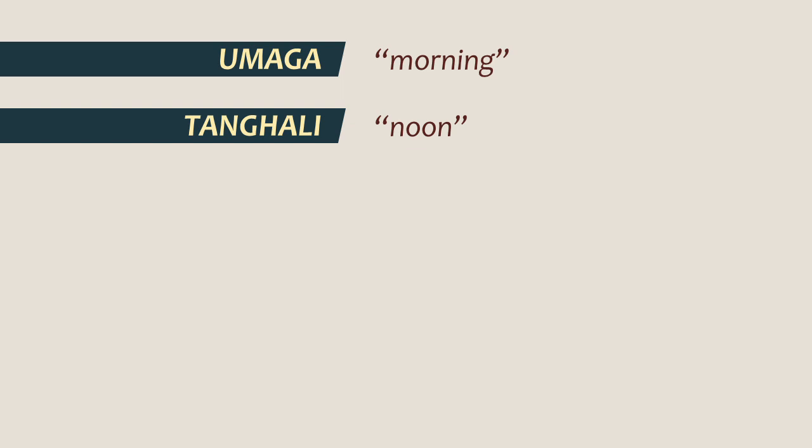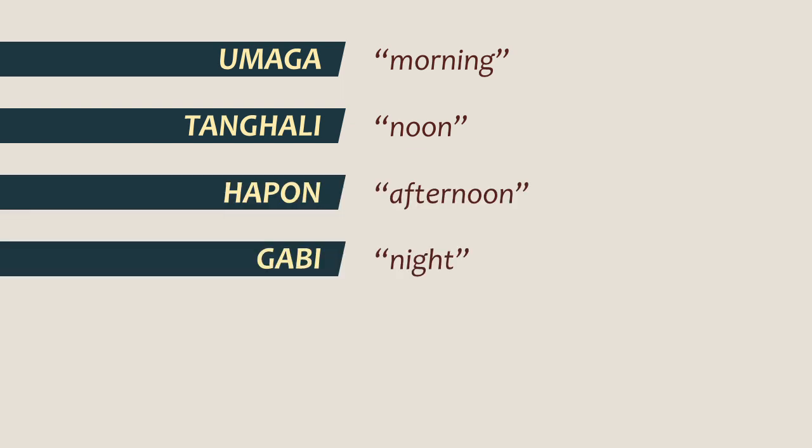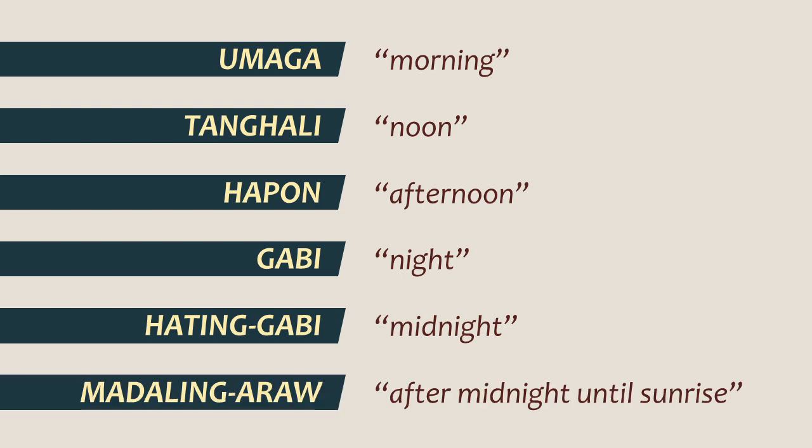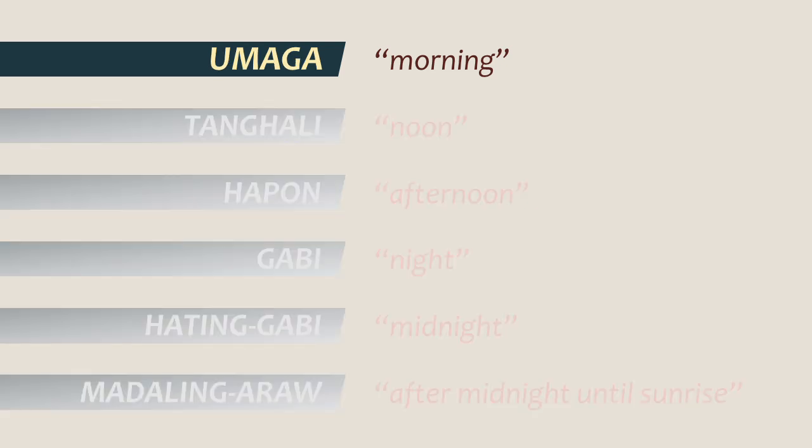Umaga, tanghali, hapon, gabi, hating gabi, madaling araw. These are very useful when telling time in Tagalog. You'll see later why. But first, let me explain the difference. So, umaga is morning. Umaga begins when the sun rises. Here in the Philippines, the sunrise usually occurs between 5 a.m. and 6 a.m. So it begins from sunrise and ends at 11:59 a.m.